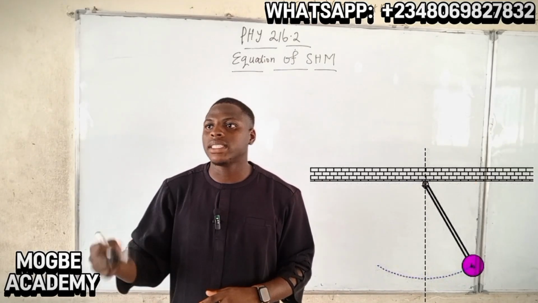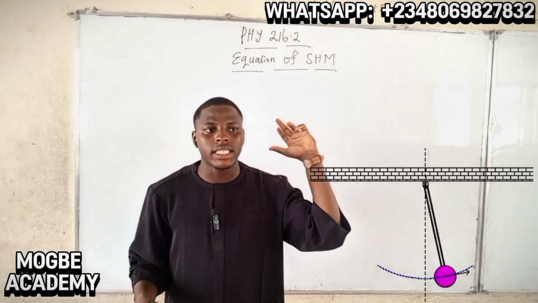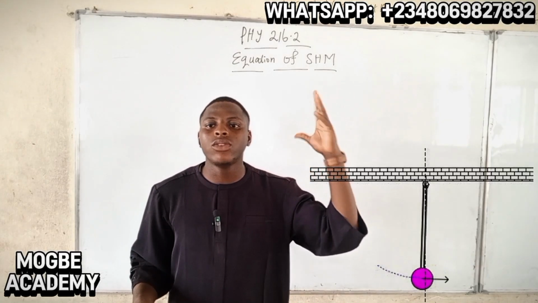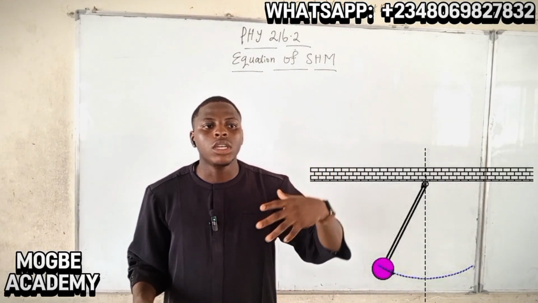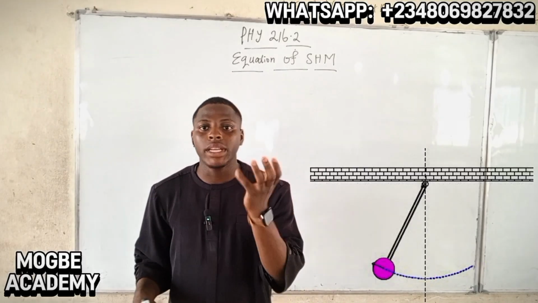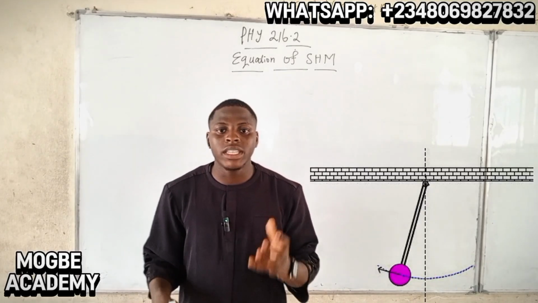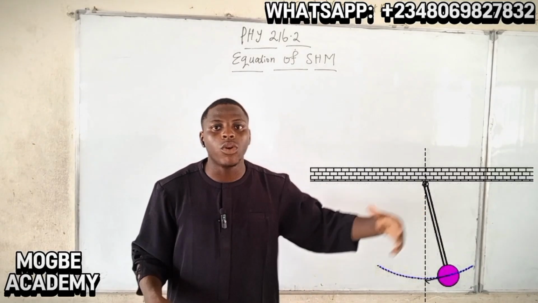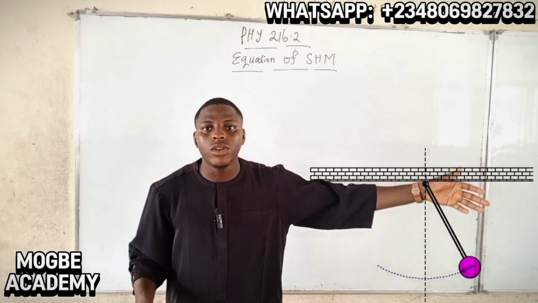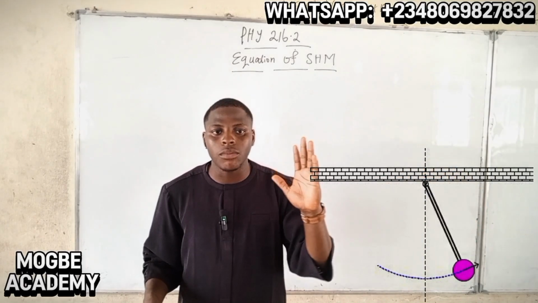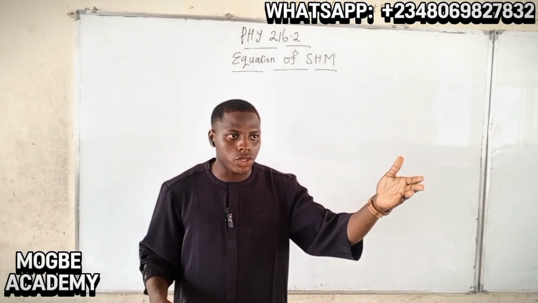An example is our simple pendulum that we did back then in secondary school. Now, the simple pendulum practical which we did was we had a rope tied to a pendulum ball, and after displacing the pendulum ball, you saw the pendulum ball moving to and fro. So that's a good example of a simple harmonic motion.